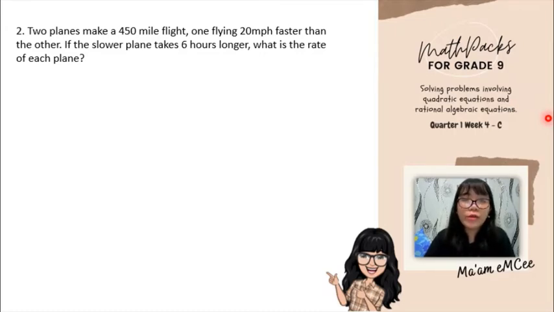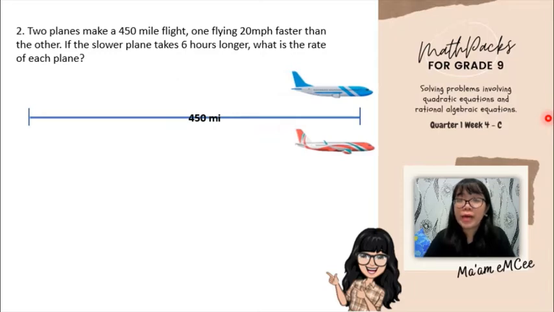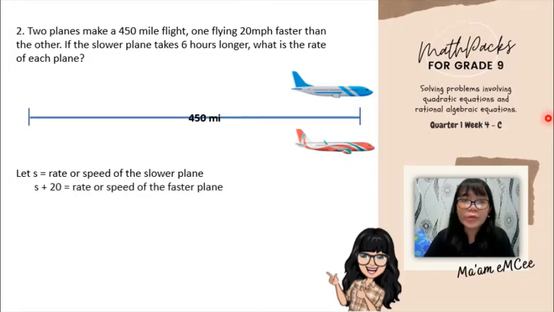We have here two planes, the faster plane and the slower plane. Both planes traveled a distance of 450 miles. So we let s be the rate or the speed of the slower plane, and we let s plus 20 be the rate or speed of the faster plane, since it was stated here that the faster plane makes a flight 20 miles per hour faster than the slower plane.